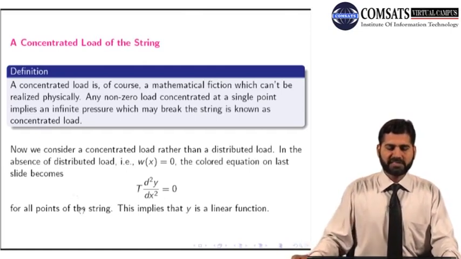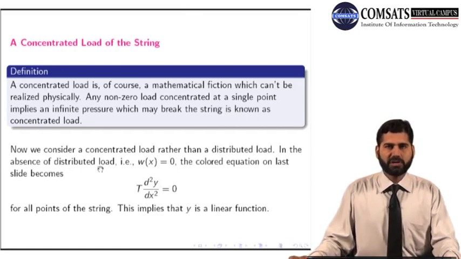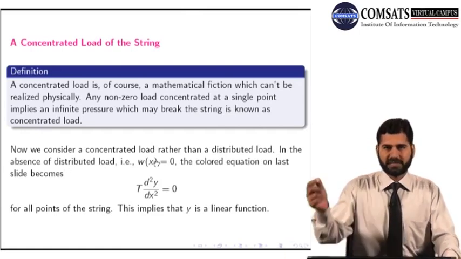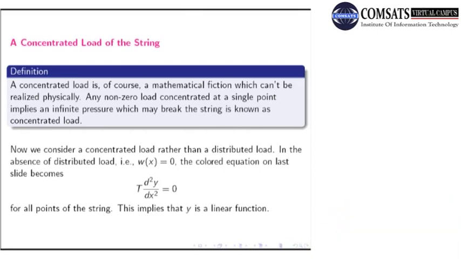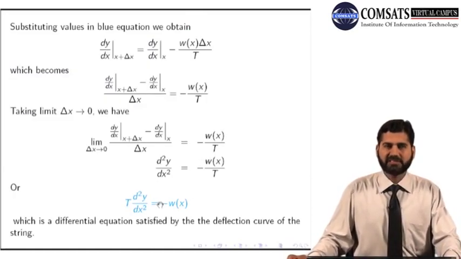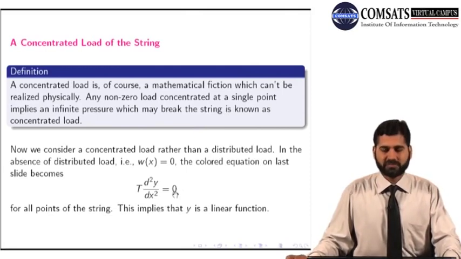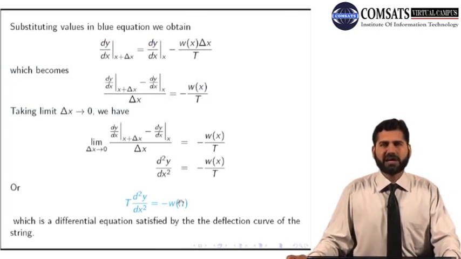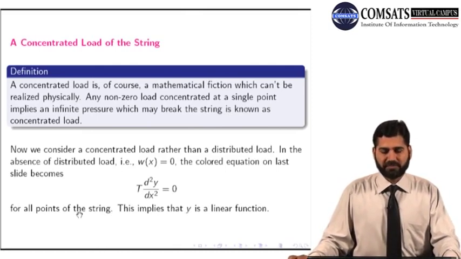All right. So if we consider a concentrated load rather than a distributed load, what will happen to our study of the deflection of the string? In the absence of distributed load, we have W(x) equal to 0, because W(x) was a distributed load. There is no distributed load, so W(x) is 0. The equation in the last derivation will take the form T d2y by dx square equal to 0. Because W(x) is not there, the right hand side should be equal to 0. This holds for all points of the string.